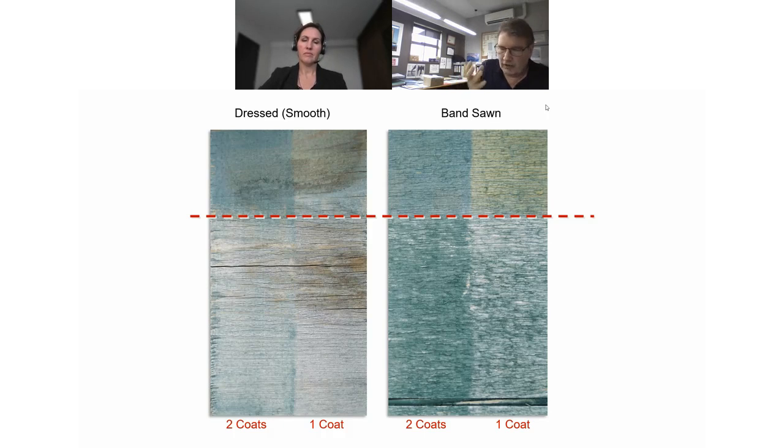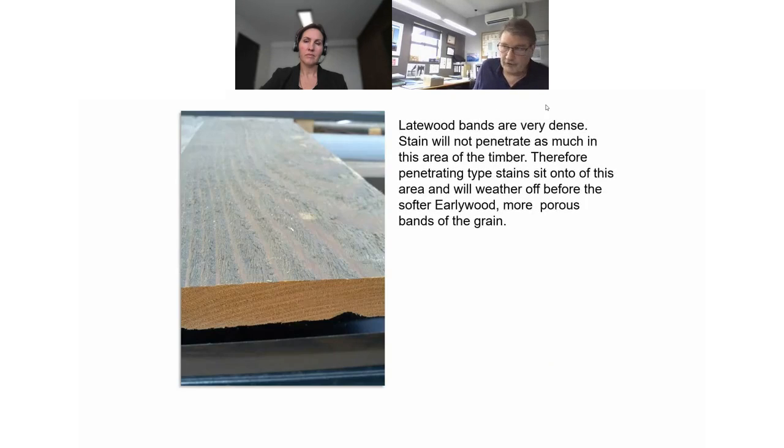So a lot of people like the smooth dressed timber, but that's sealed smooth, and it's harder for any sort of stain to get penetration, and it doesn't last as long. So you can get some really, really fine bandsawn finish now, and it just gives you more durability on the stain. It looks great.